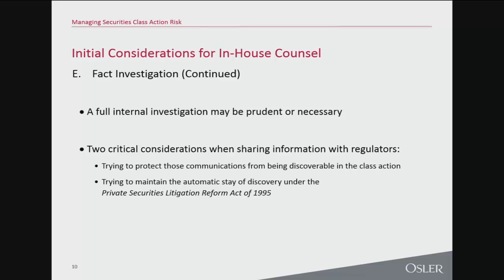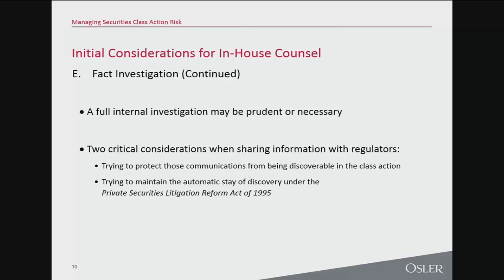That at least can provide you some protection from discovery from the plaintiffs in the class action litigation. So I think the law on that in the United States is pretty mixed. Having said that, there's really no harm in trying to negotiate a confidentiality agreement.